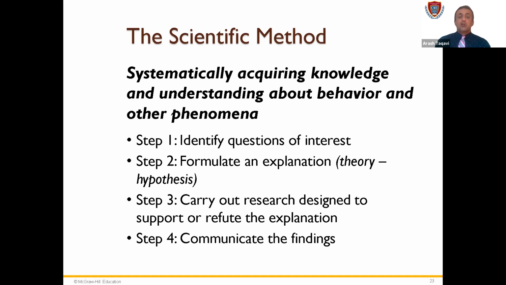Step three, carry out research designed to support or refute the explanation. No problem. Many scientists do many research studies without any acceptance, with a lot of rejection. Why? Because they have only some assumptions. They don't do their research to find their desired answer. They want to find the true answer, scientific facts, not desirable or undesirable. And step four, communicate the findings.